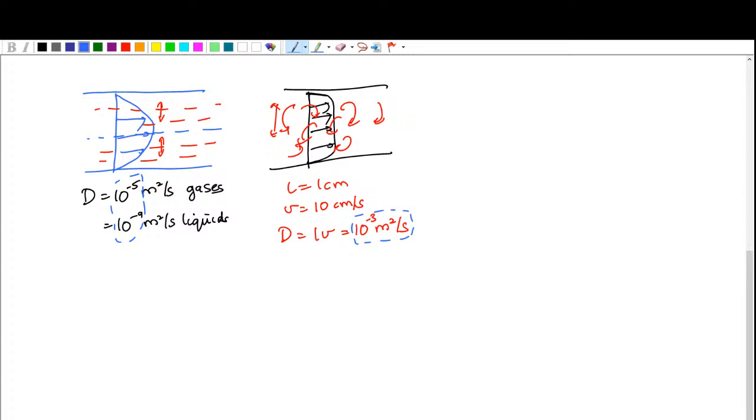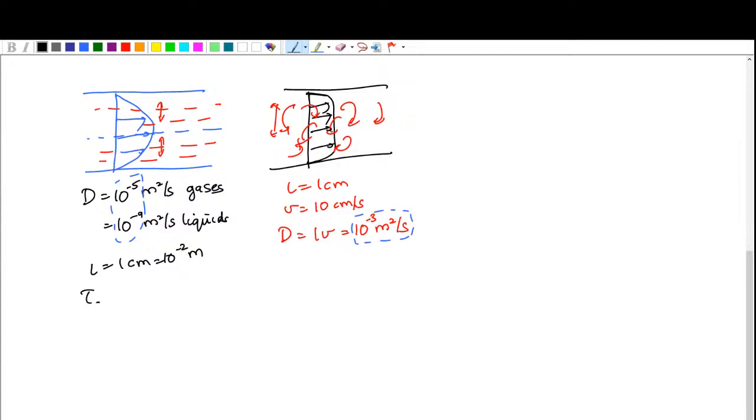So when you cook food and you heat water and the water starts boiling, it is the circulation of the water that actually transfers the energy. Without that, it's impossible. The time scales for diffusion in liquids are very, very slow, as you can see over here. 10^-9 meters squared per second.